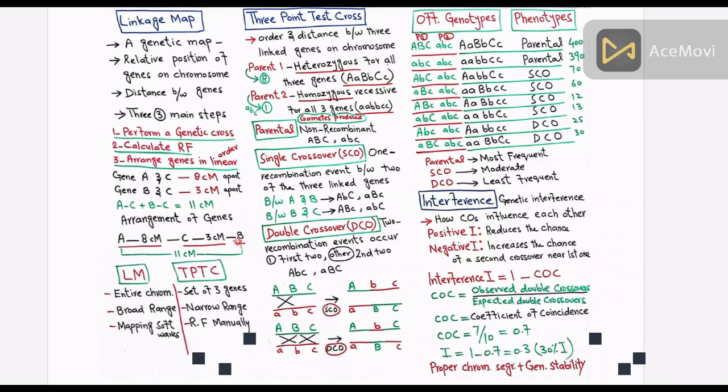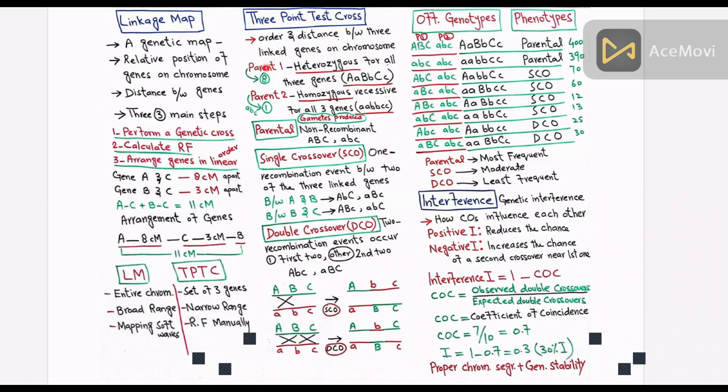Our next topic is 3-point test cross. A 3-point test cross is an important genetic tool used to map the order and distance between three linked genes on a chromosome and to determine the recombination frequencies between them.